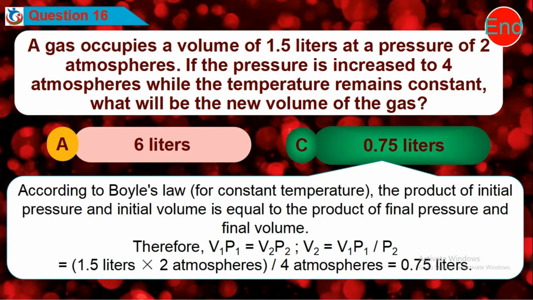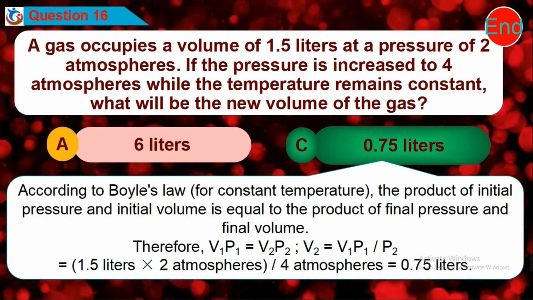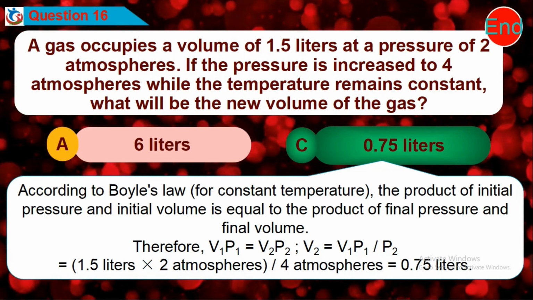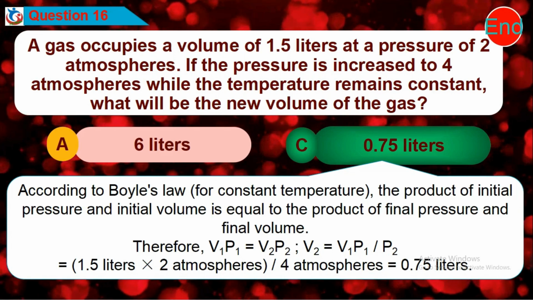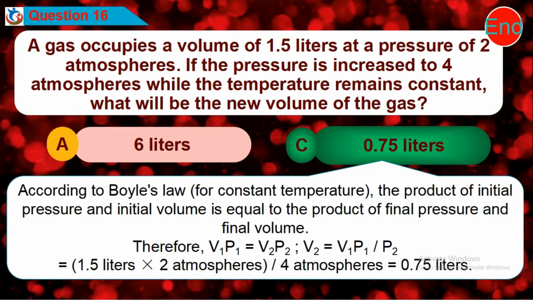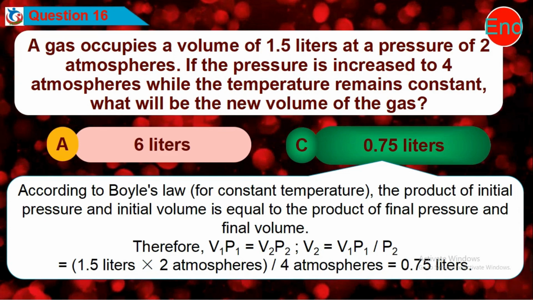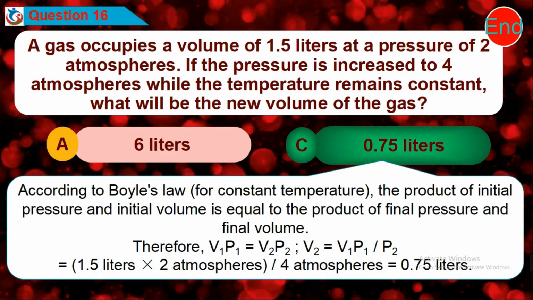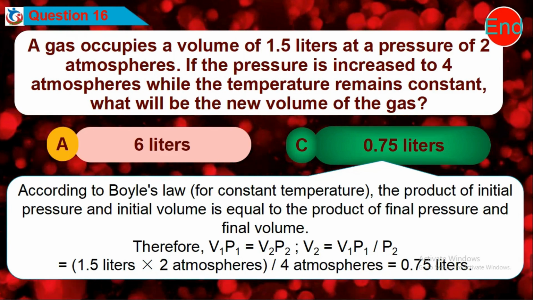According to Boyle's law, for constant temperature, the product of initial pressure and initial volume is equal to the product of final pressure and final volume. Therefore, V1P1 is equal to V2P2. So to find our new volume, V2 is equal to V1P1 divided by P2. Our V1 is 1.5 liters multiplied by P1, 2 atm, divided by our P2, which is 4 atm, and after solving you will arrive at 0.75 liters.